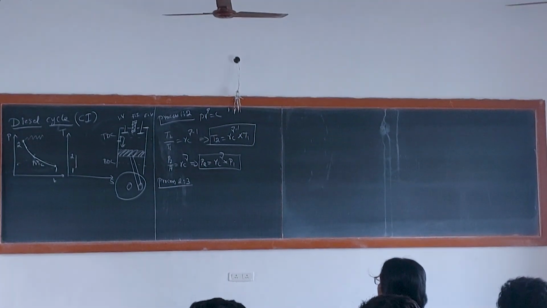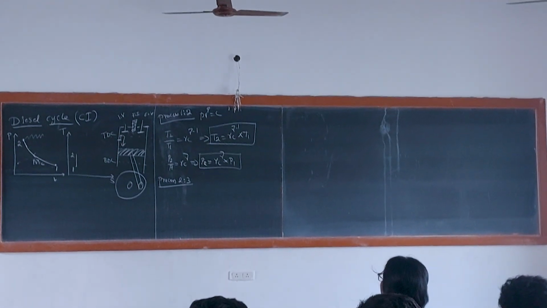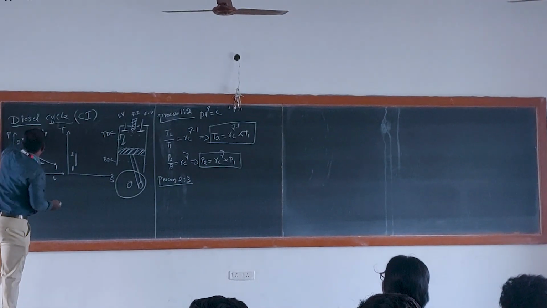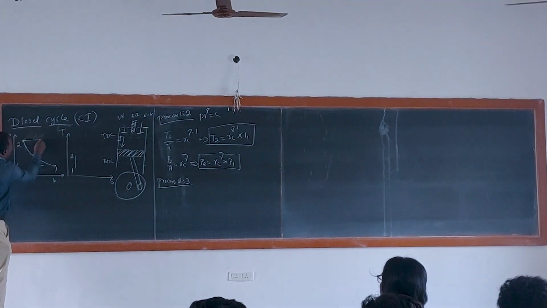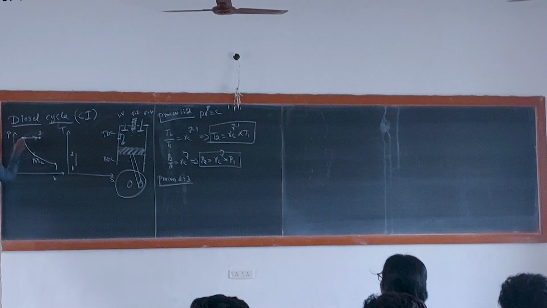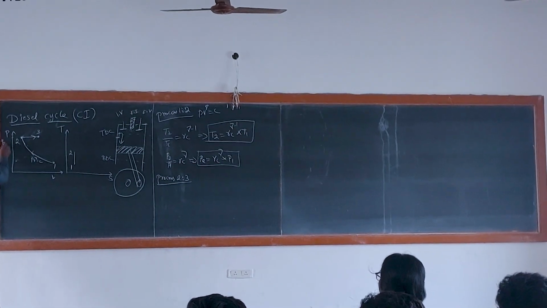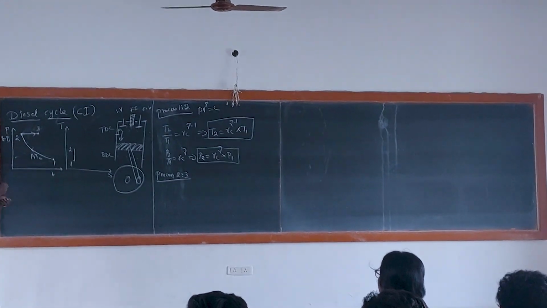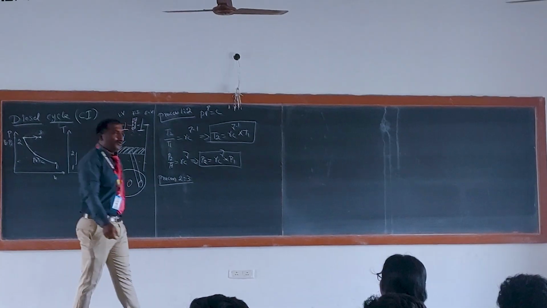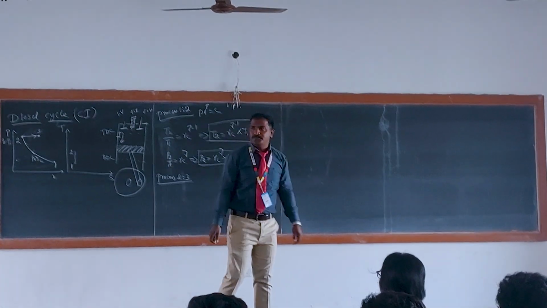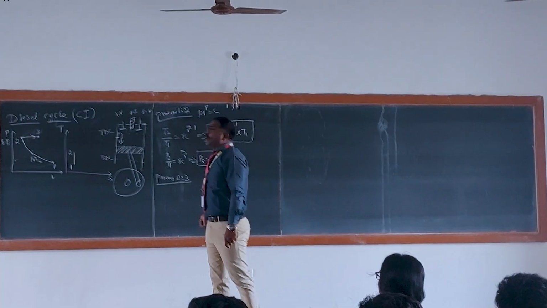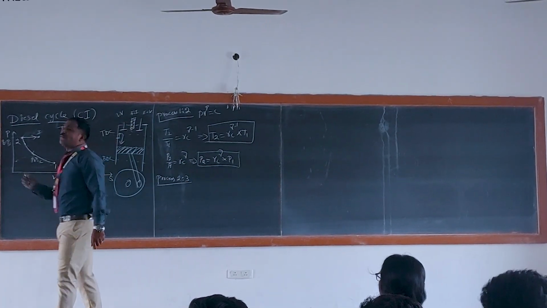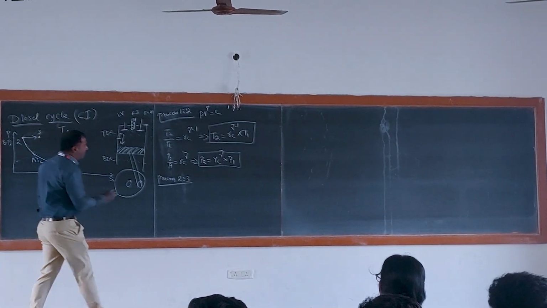But for the study case, what do we do? We will take constant pressure heat addition. So our P2 is equal to P3. Got it? Here we need to know one term called the cut-off ratio. What we call the cut-off ratio.